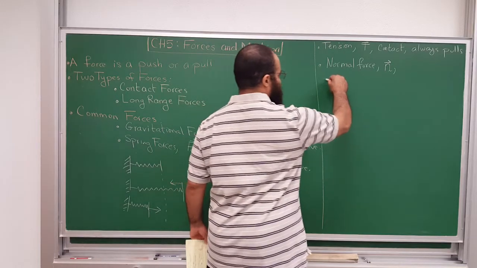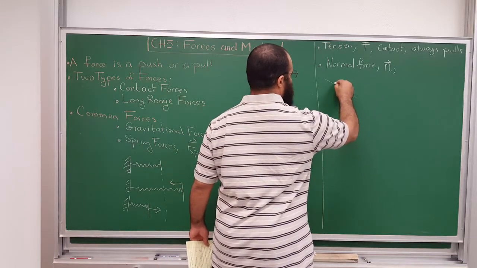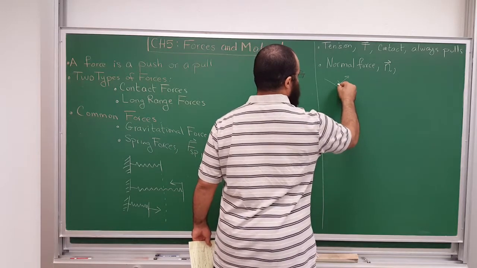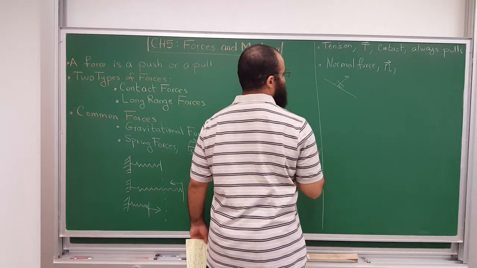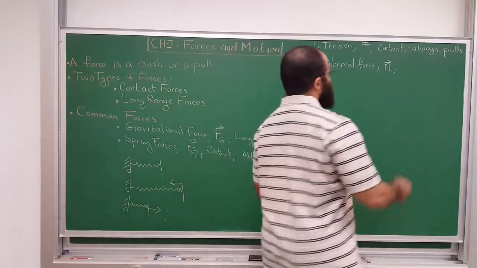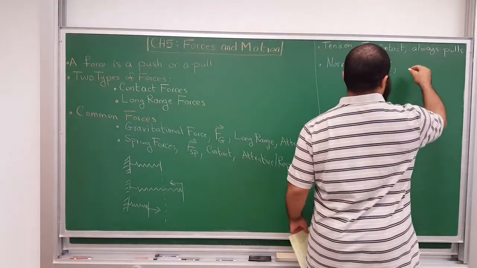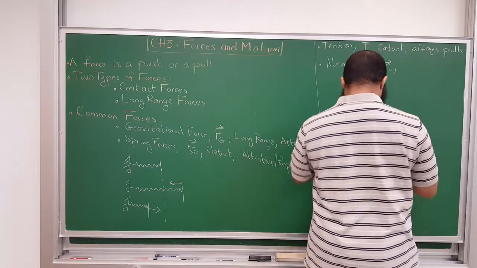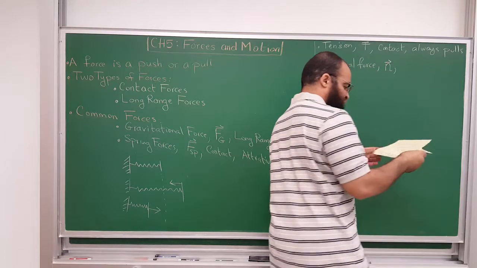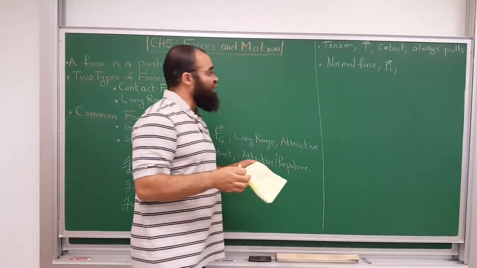So if the surface is this way, and I put an object there, the normal force would always be perpendicular. It's always at 90 degrees to the surface itself. All right. It always pushes away, and it always acts perpendicular to the surface, and it's of course a contact force.